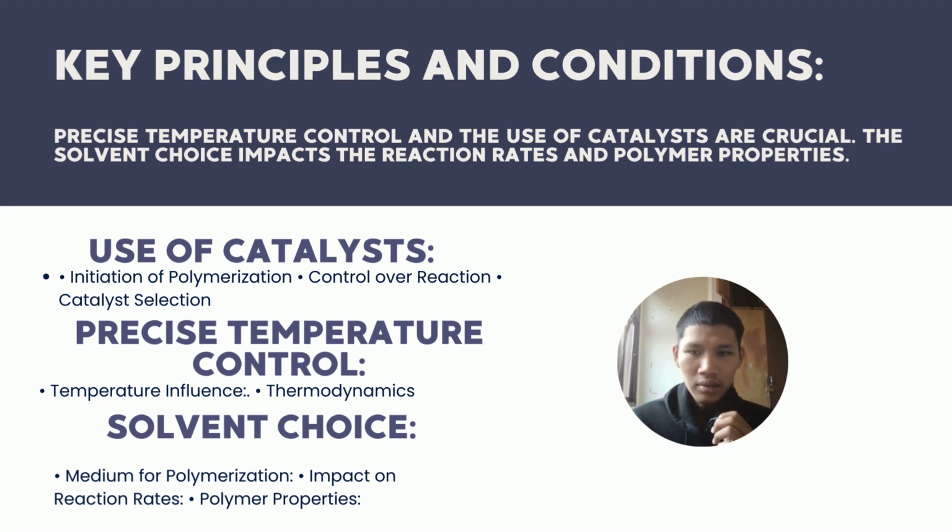So, the first key is use of catalyst: initiation of polymerization, control over reaction, catalyst selection. Precise temperature control: temperature influence and thermodynamics. Solvent choice: its effect as medium for polymerization, impact on reaction rates, and polymer properties.